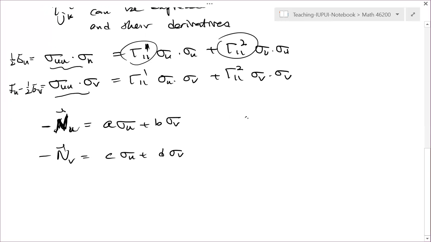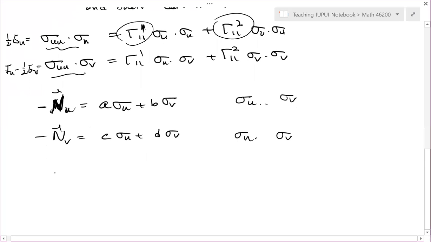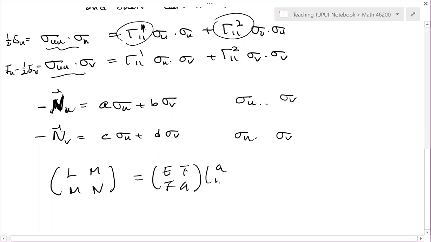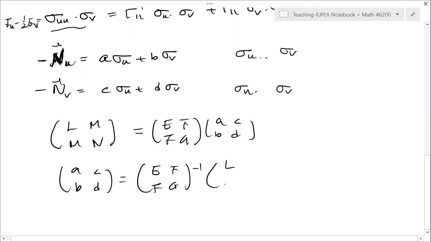The first one, the dot product with sigma u, and then with sigma v, and the same thing here, sigma u, sigma v. So you will get a matrix, something like L, M, M, N. And this is going to be E, F, F, G, and here A, B, C, D. So those coefficients can be expressed in terms of this matrix: A, B, C, D is going to be the inverse, of L, M, M, N.